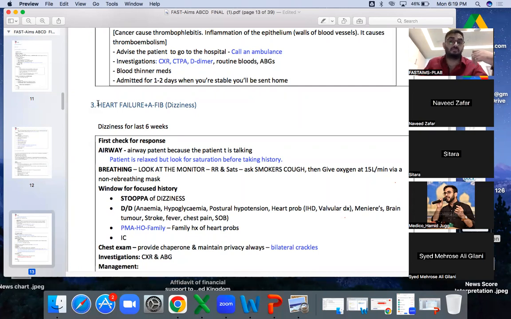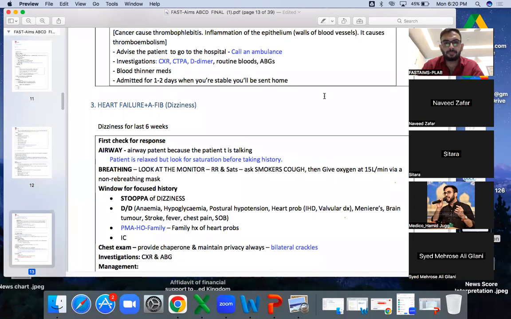And furthermore, when you go to the circulation, chest part, you will auscultate the chest and there will be crackles. In the asthma scenario we talked about, there will be wheeze. Here, it will be crackles. Whenever there is a crackle, one thing should come to your mind: we cannot give free fluids because it will be dangerous for the patient.